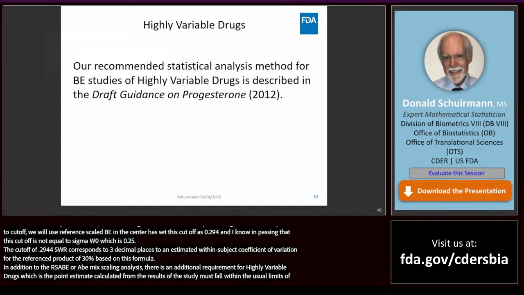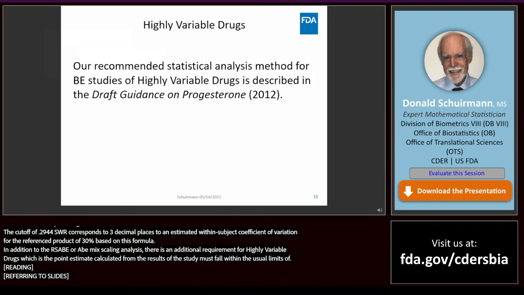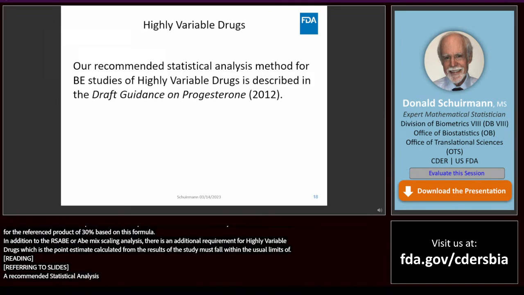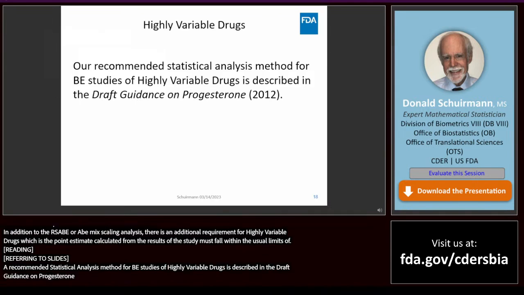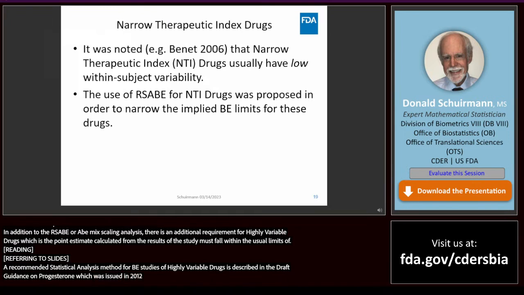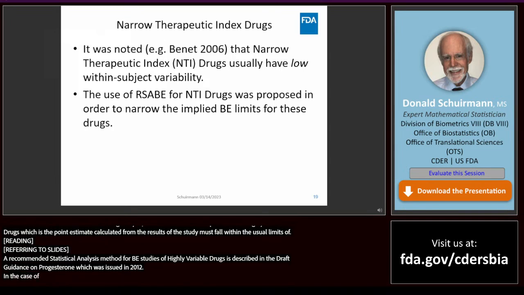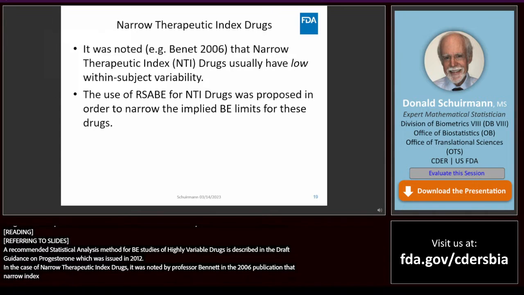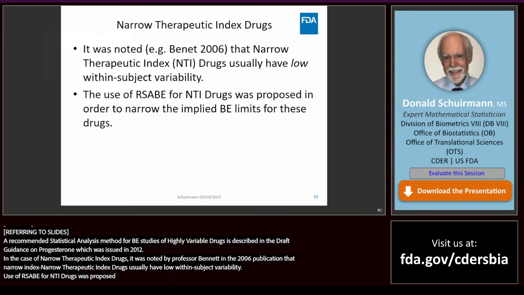Our recommended statistical analysis method for bioequivalence studies of highly variable drugs is described in the draft guidance on progesterone, which was issued in 2012. Now, in the case of narrow therapeutic index drugs, it was noted also by Professor Bennett in that 2006 presentation that narrow therapeutic index drugs tend to have a low within-subject variability. The use of reference-scaled average bioequivalence for narrow therapeutic index drugs was proposed in order to narrow the implied bioequivalence limits for these drugs.